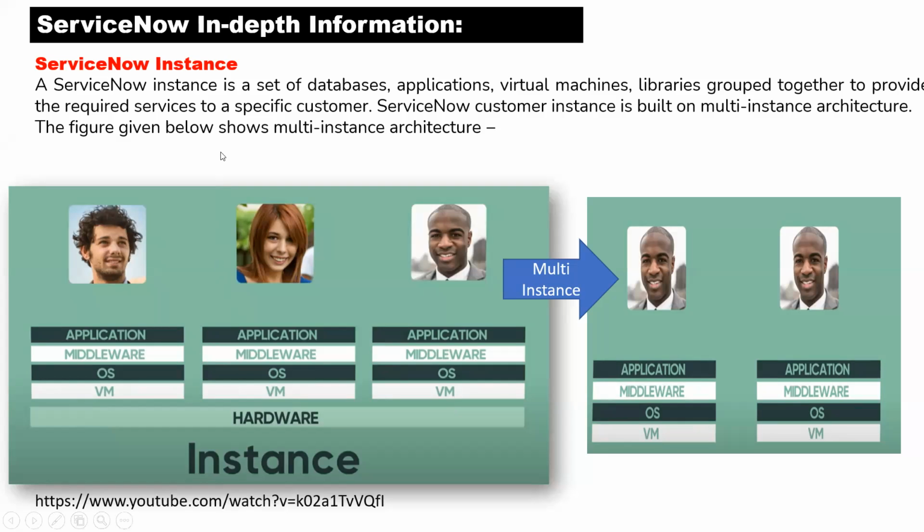Now, ServiceNow in-depth information. We have talked about the instance and how the structure is, correct? An instance is a set of databases, applications, virtual machines, and libraries grouped together to provide the required services to a specific customer. A ServiceNow customer instance is built on multi-instance architecture. This is how the ServiceNow instance is created.